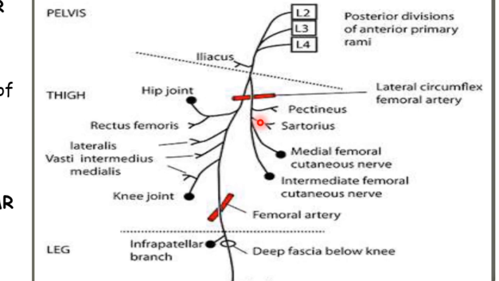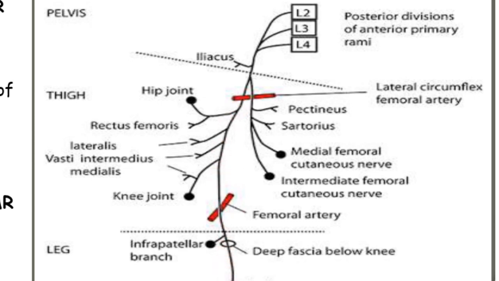Also, coming from the anterior division, we'll get two cutaneous branches, and these are called one, the medial femoral cutaneous nerve, and two, the intermediate femoral cutaneous nerve. Now for the posterior division, here is the posterior division. We'll have just one cutaneous nerve, and that nerve is the saphenous nerve.